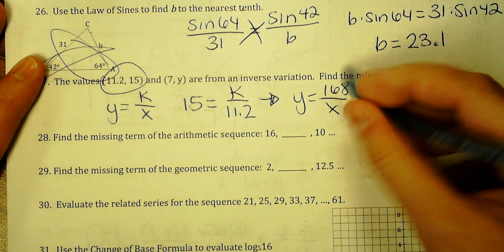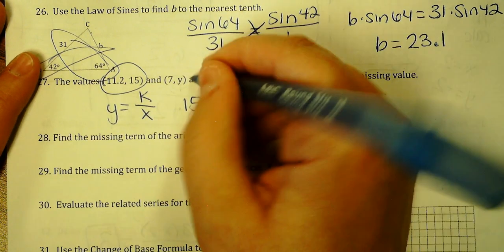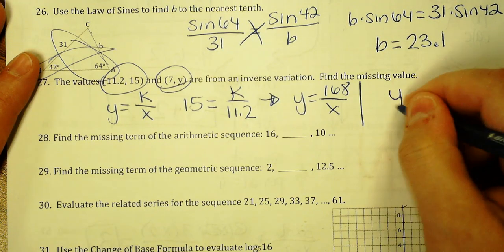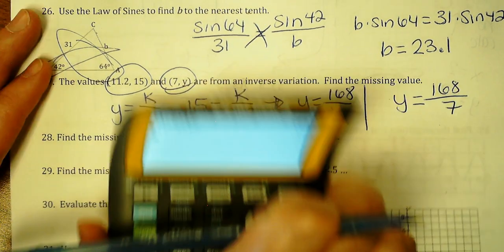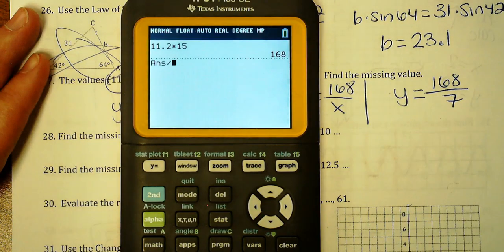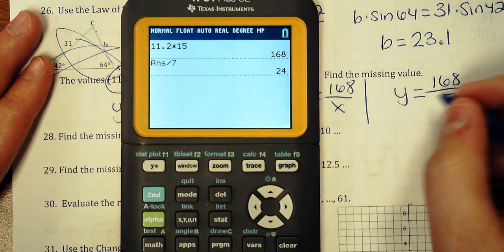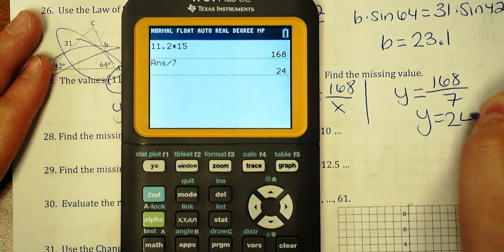It says find the missing value. So I know the x coordinate, but I don't know the y coordinate. So if x is 7 in this situation, what's y going to be? So I've already got the 168 up there divided by 7. So y is going to be 24 here.